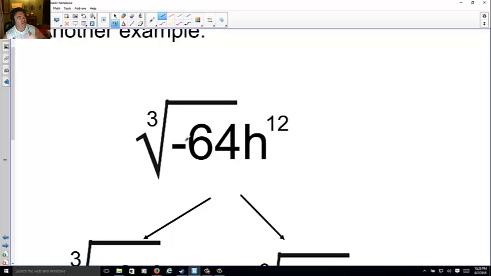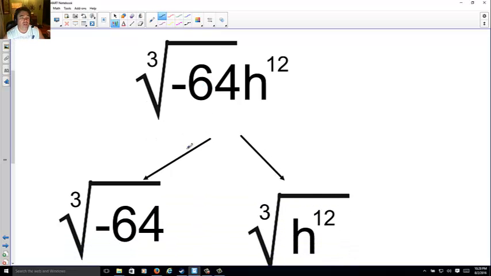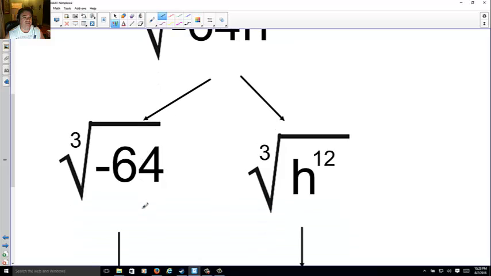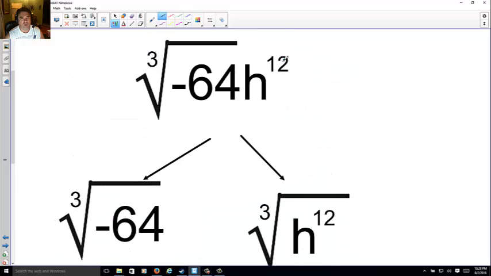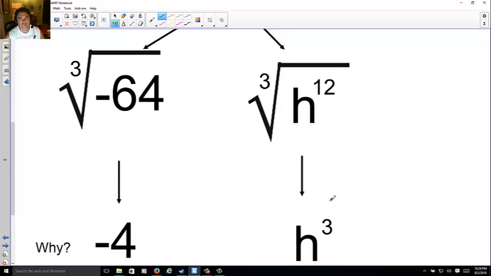Another example, cube root of negative 64h to the 12th. Now you might say, wait a minute, I can't have a negative inside a root, can I? Cube root you can, because what times what times what makes negative 64. Remember that 3 negatives do make a negative, so that's okay. So root of negative 64 makes negative 4, and if you take 12 divided by 3, you get 4, so you get h to the 3rd.